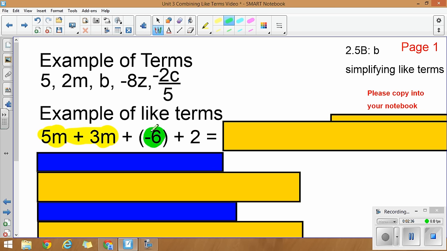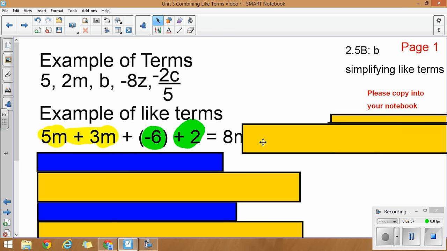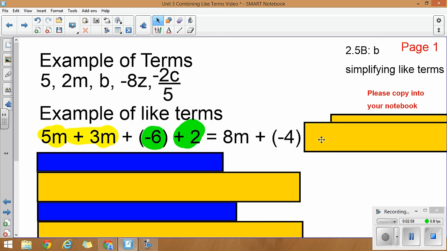Okay, if you take a look at this, this is a constant. And so is this. It's a constant. It does not have any variable being multiplied or divided to it. So those are like terms. So what we can do is combine the yellows to get 8m, plus combine the greens to get 4. And our final solution is 8m plus negative 4.